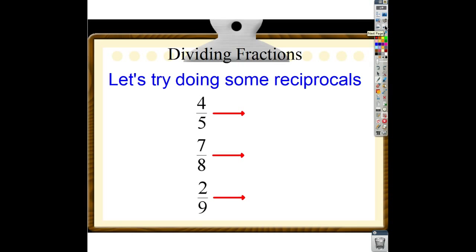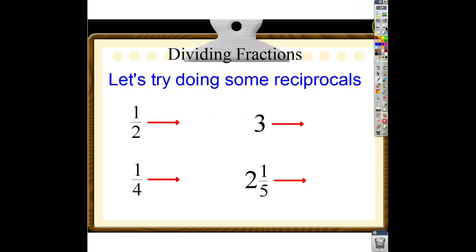All right, so hopefully you took a look at this one and you said, all right, that's 5/4. And the reciprocal of 7/8 is 8/7. And the reciprocal of 2/9 is 9/2. Okay, so let's move on a little bit here. Here's a couple more reciprocals I'd like you to try doing. So why don't you go ahead and try some of these?